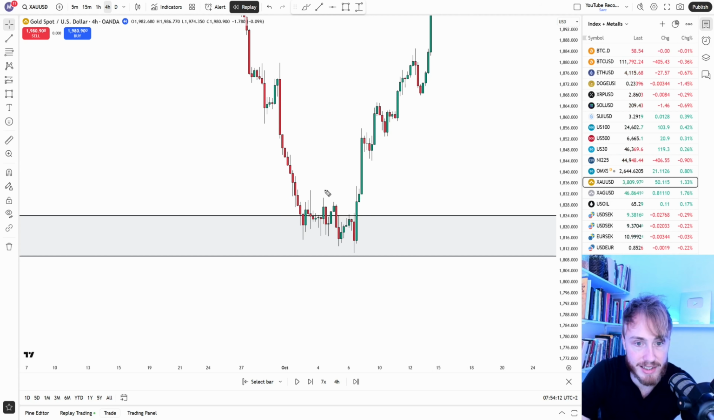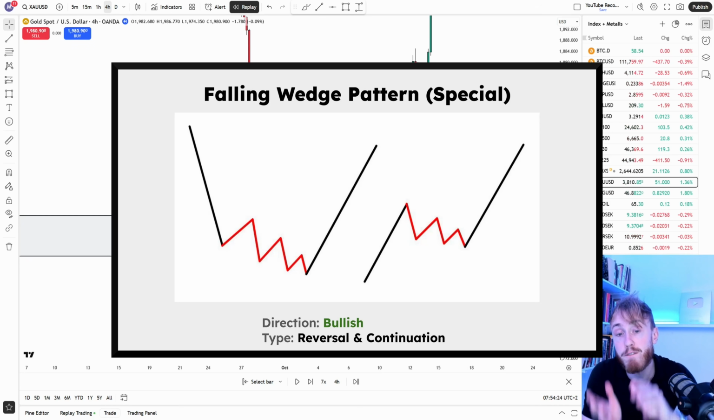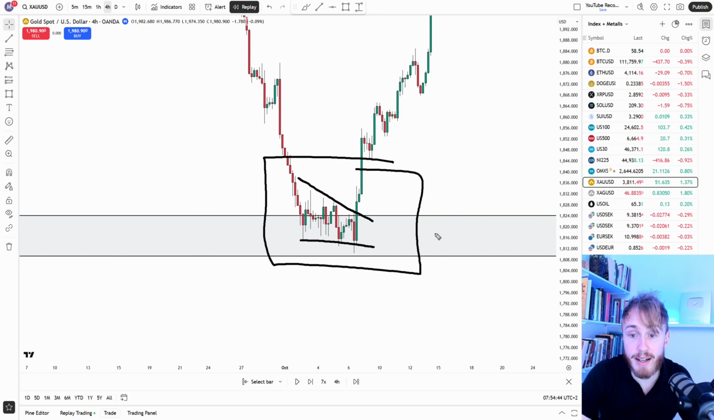Another reason for this is that we actually had a sort of short pattern right here. You can see this right here is something we call a falling wedge. And a falling wedge is a bullish chart pattern indicating a reversal to the upside.